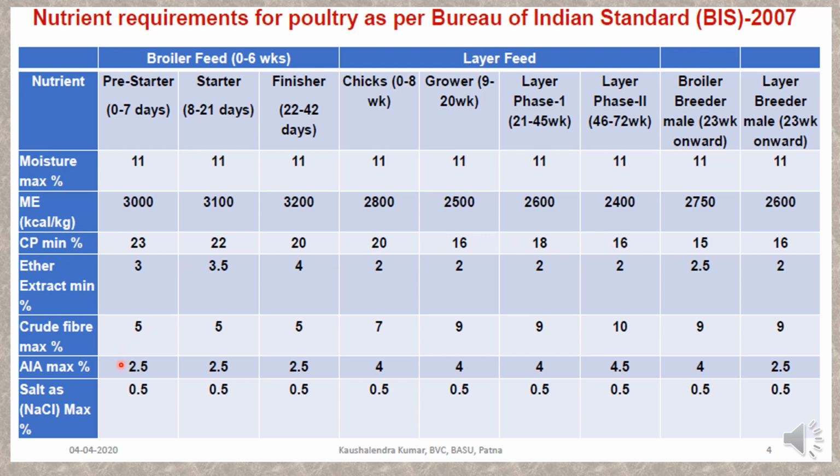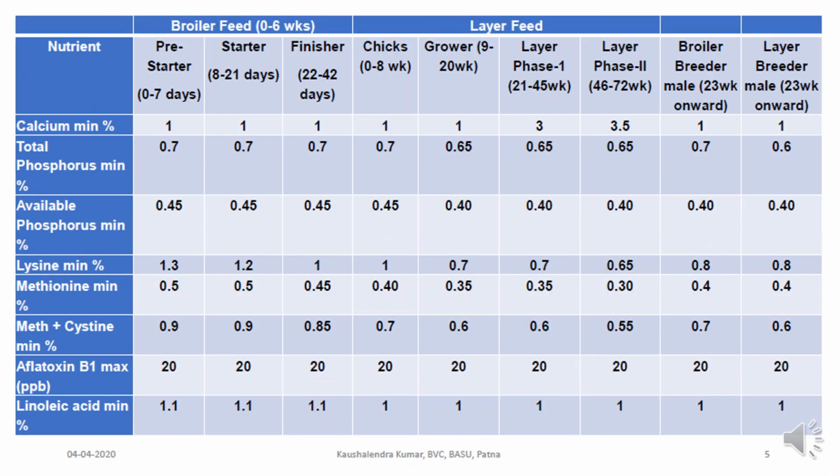Then the other part is about the salts. The salt is generally 0.5 because we have talked about salt poisoning. If we increase the amount of salt, it will decrease the amount of water intake, and the fecal matter would be more watery. This would encourage conditions of wetting, and it causes a negative impact.